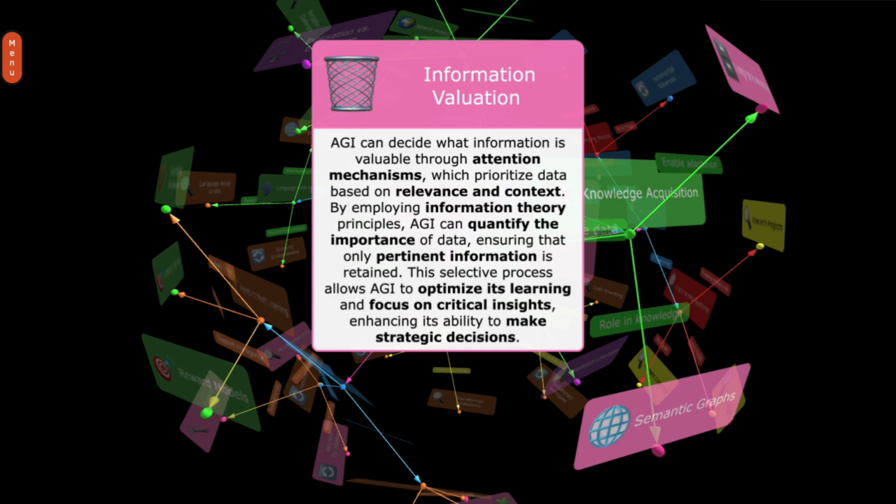AGI can decide what information is valuable through attention mechanisms, which prioritize data based on relevance and context. By employing information theory principles, AGI can quantify the importance of data, ensuring that only pertinent information is retained. This selective process allows AGI to optimize its learning and focus on critical insights, enhancing its ability to make strategic decisions.